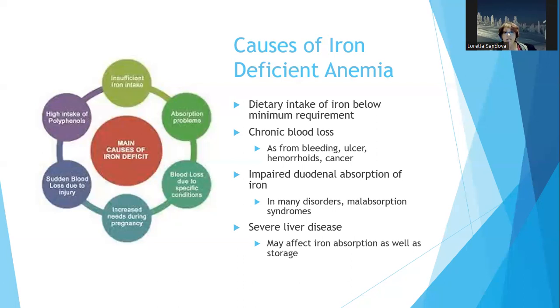Severe liver disease can cause iron deficient anemia, and it can affect iron absorption as well as storage. So our liver is our body's chemical factory. A lot of things are processed and stored and absorbed and made into a usable form in the liver. So if your liver's not doing its job, that's a problem.